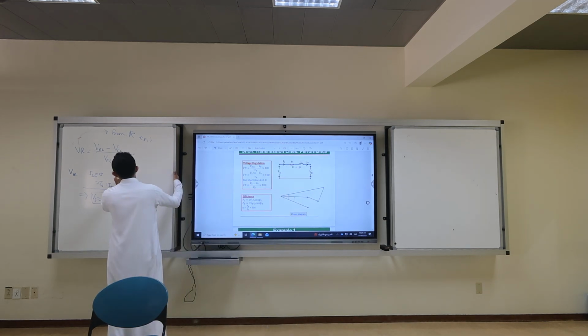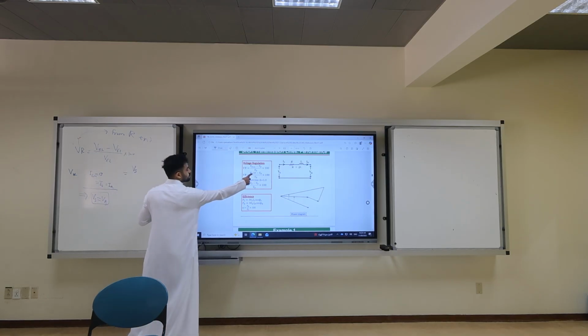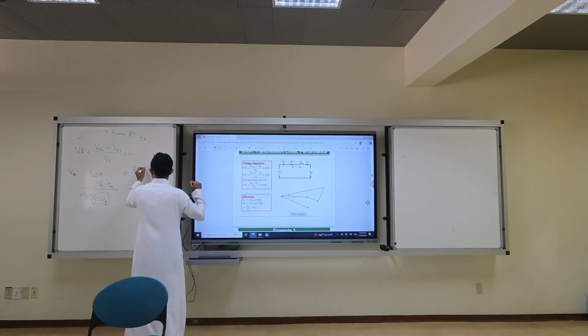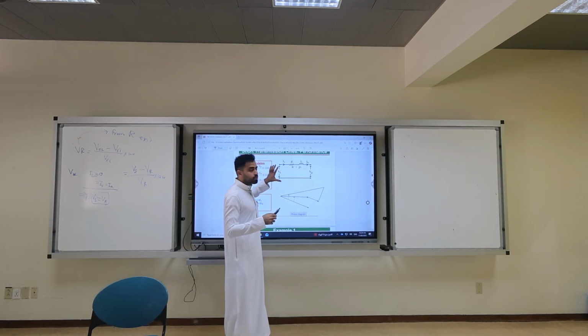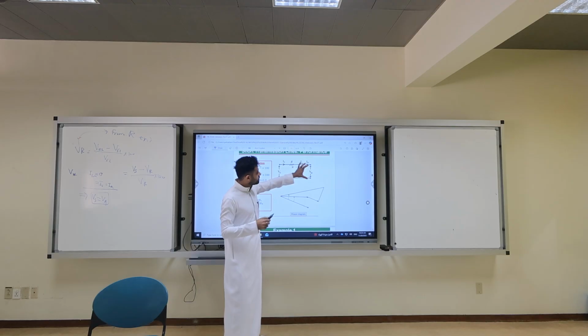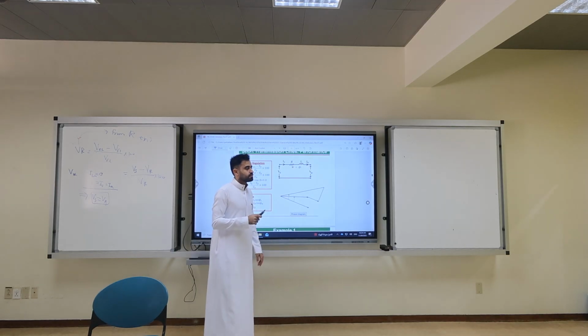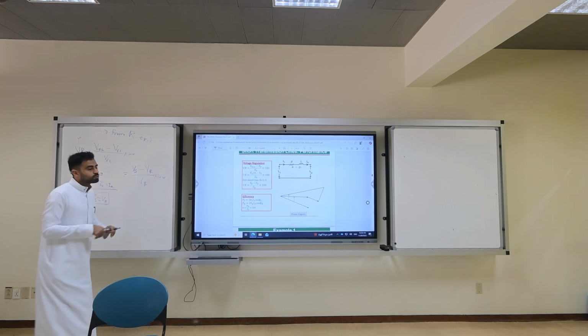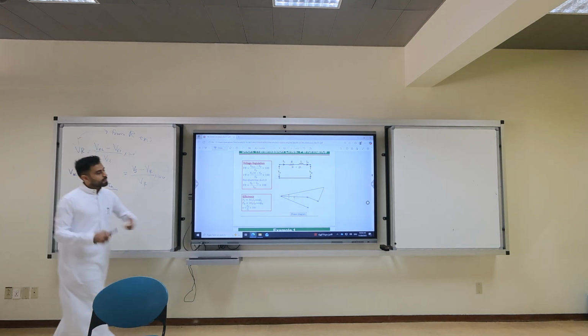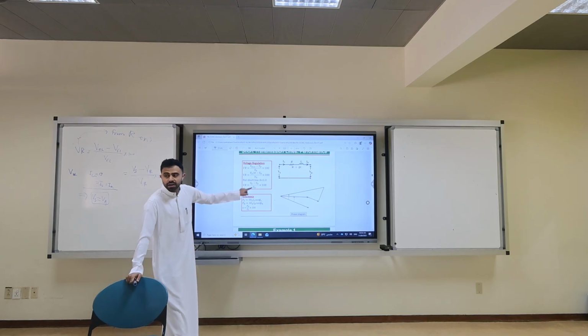So V no load is actually Vs over A, where A is 1. And V full load is VR over VR, because full load means rated. At rated condition, this is VR. So this is the VR equation, and you need to memorize it. For a short transmission line, it's Vs minus VR over VR.